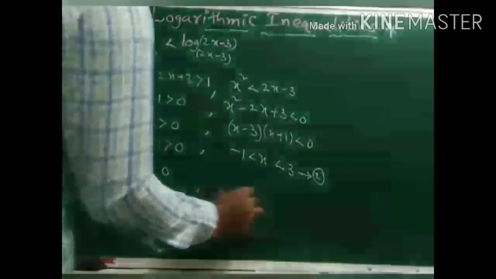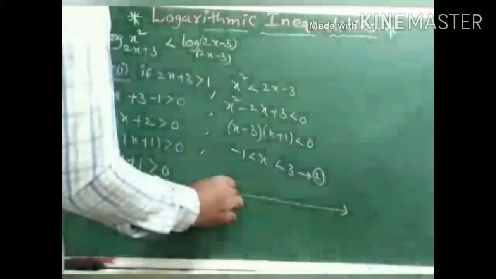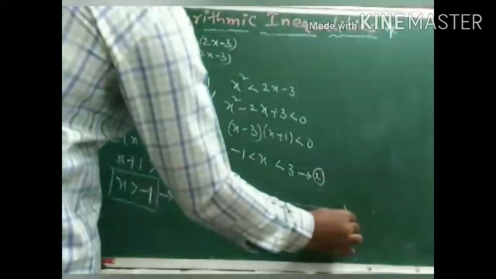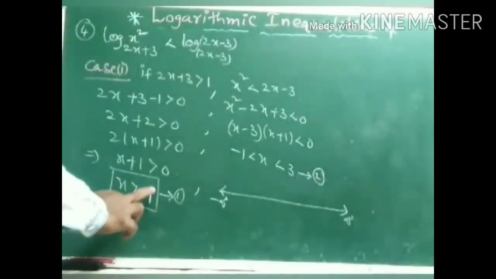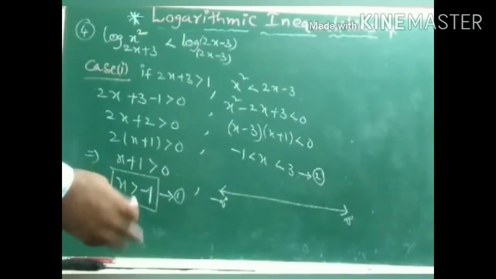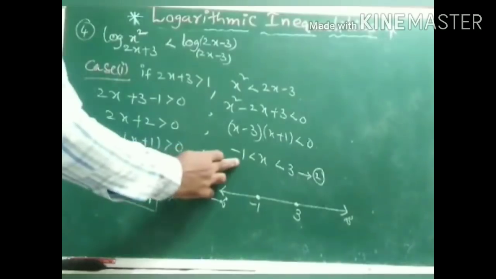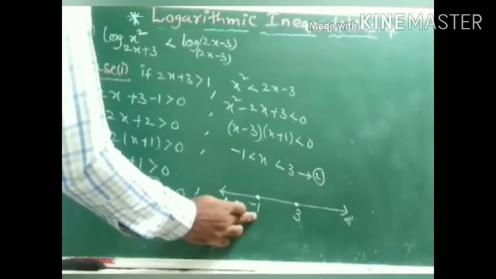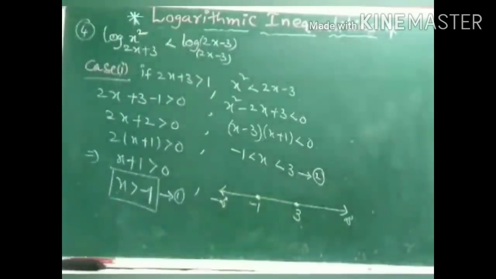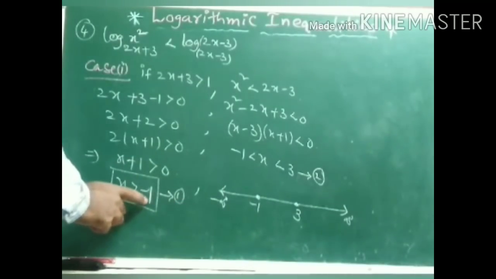So therefore, let us consider once again the number line. Here the numbers are minus 1 and 3. The smallest one is minus 1 and the next number is 3. Locate them on the number line. Now let us plot this one. This condition you can look at, that is condition number 1, x greater than minus 1.